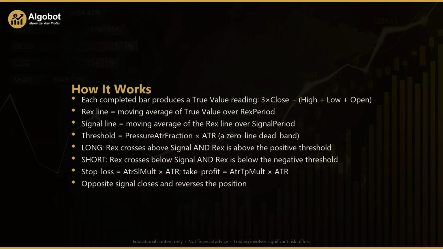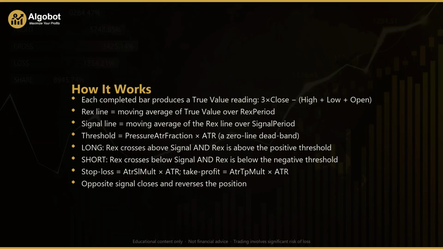Second, it smooths that history. The Rex line is a simple moving average of the true value readings, using the RexPeriod, which defaults to 8. Then the signal line is a simple moving average of the Rex line itself, using the SignalPeriod, which defaults to 5. So you have a faster pressure line and a slower baseline drawn from it. Third, it measures volatility with the average true range over the ATR period, which defaults to 14. It multiplies that ATR by the PressureAtrFraction, defaulting to 1/10, to build a deadband around 0. This threshold is the key filter.